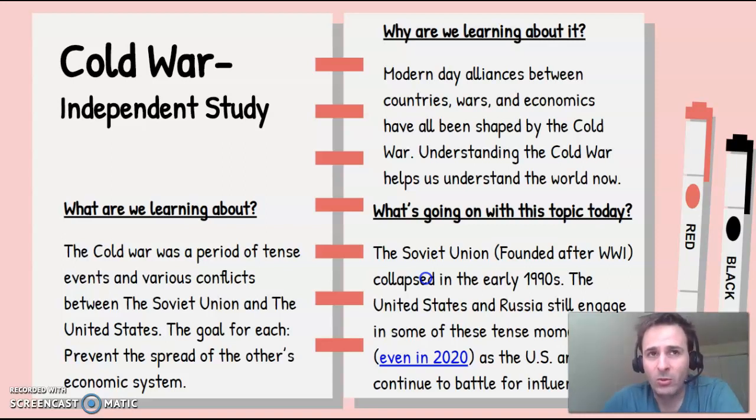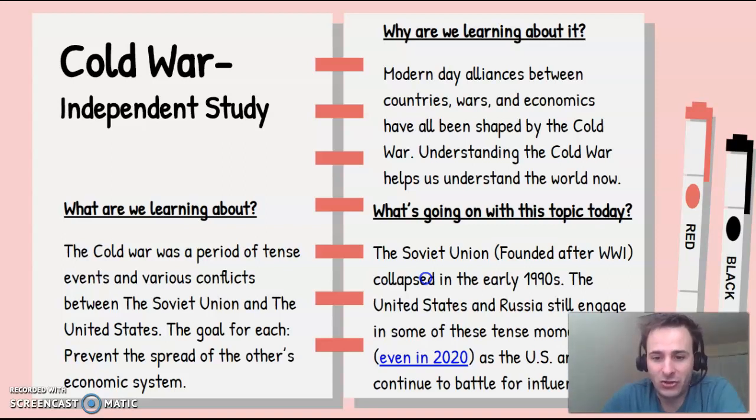And so, when we think about how it affects us today and why we need to learn about this, a lot of the modern day alliances that we have, the North Atlantic Treaty Organization, NATO, if anybody has heard of that, was really founded because of a Cold War alliance to help out our allies in Europe and prevent them from falling to communism as the Soviet Union gained more influence. So understanding the Cold War helps us really understand what the world looks like today.